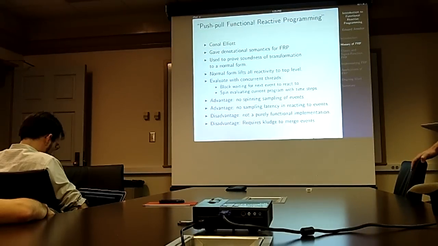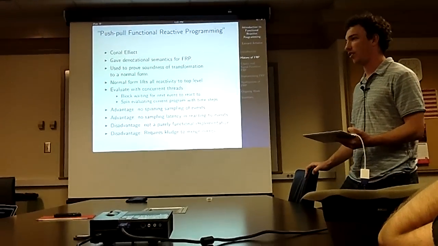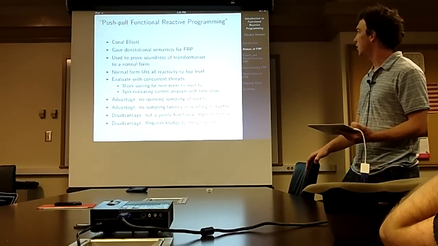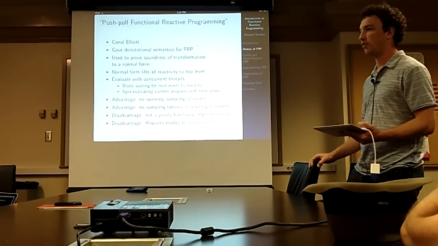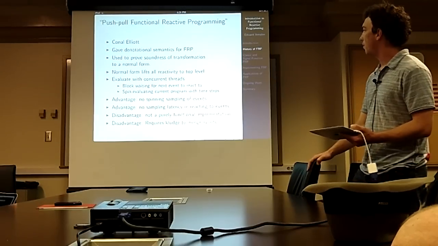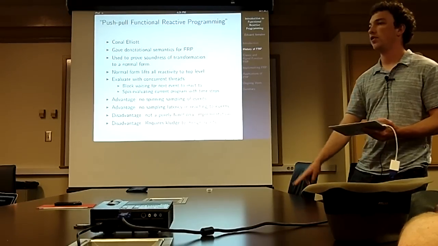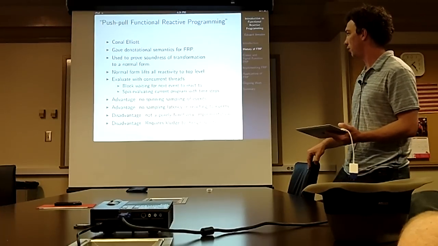Push-pull functional reactive programming was the first paper, first of all, to really give any attempt at formal denotational semantics for functional reactive programming. There was another paper that sort of attempted to answer the question of whether the sampling exercise for continuous signals was sound, but didn't really give a complete denotational treatment. So this paper did, and then used it to prove the soundness of a transformation into a particular normal form, which then essentially let him lift all of the reactivity to the top level, so you had sequences of non-reactive behaviors that were carried in event streams, and then he could evaluate these with concurrent threads.